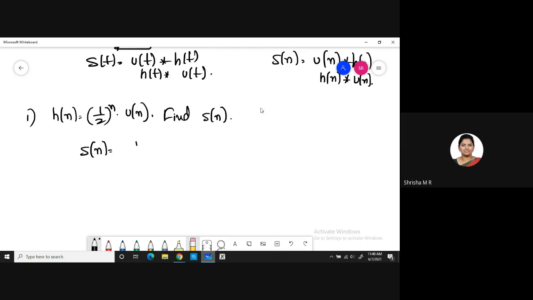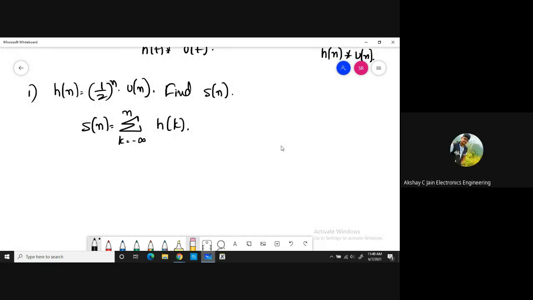We have seen now what the equation of s of n is. Step response equation: s of n is the summation from k equal to minus infinity to n of h of k. Got it? The upper limit is n here, not infinity. That is the change here.